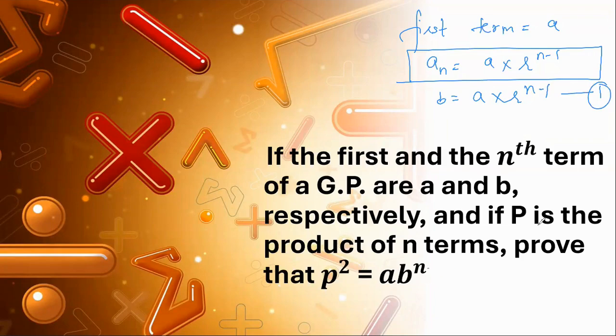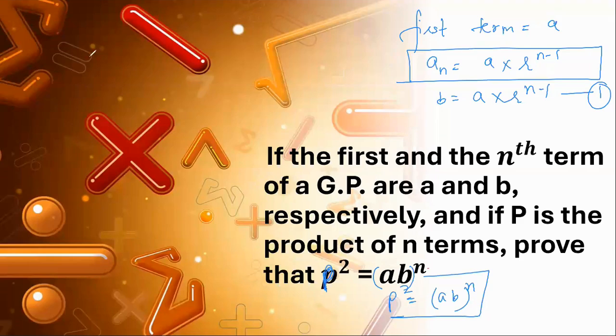Next, they are saying that P is the product of the n terms. So this is capital P, take it as capital P only. Now we have to prove that P squared is equal to (AB) raised to the power n. This we have to prove. Okay, so let's do that.